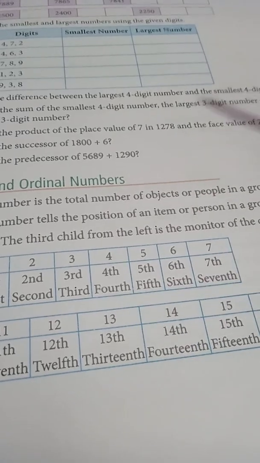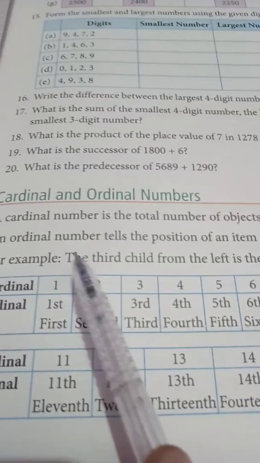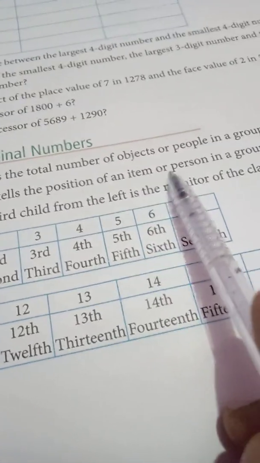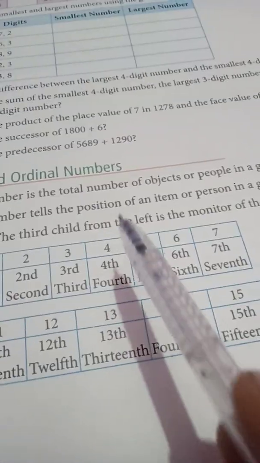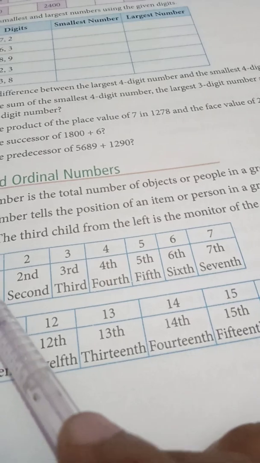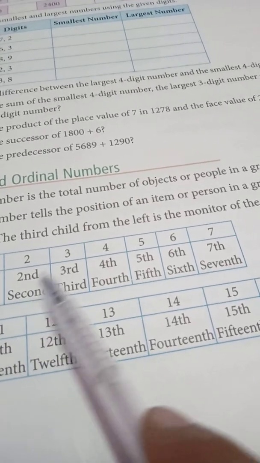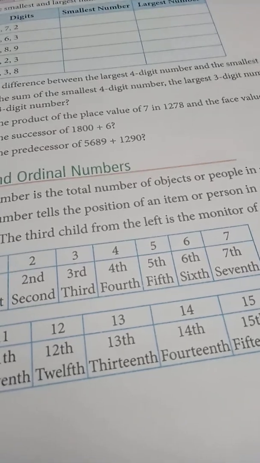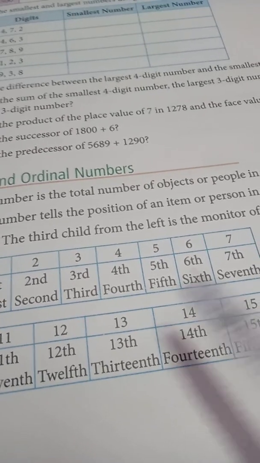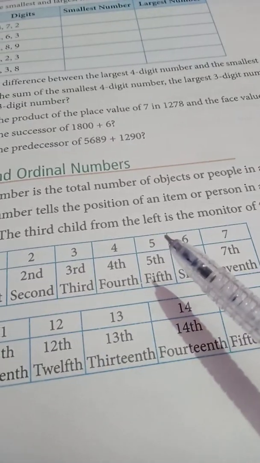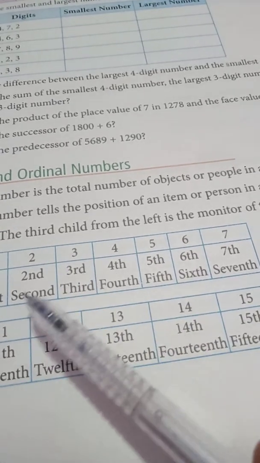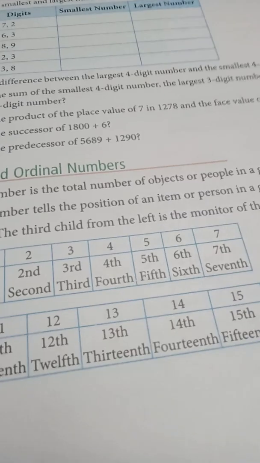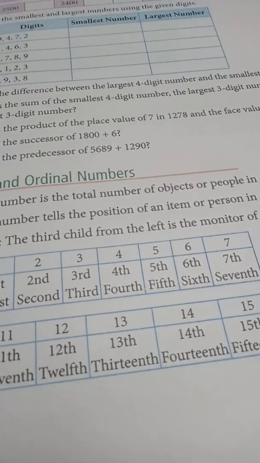Now, ordinal number. An ordinal number tells the position of an item or person in a group. For example, 1st, 2nd, 3rd, 4th, 5th, 6th, 7th, 16th, 17th. All these are ordinal numbers that represent the position of an item or a person in a group.